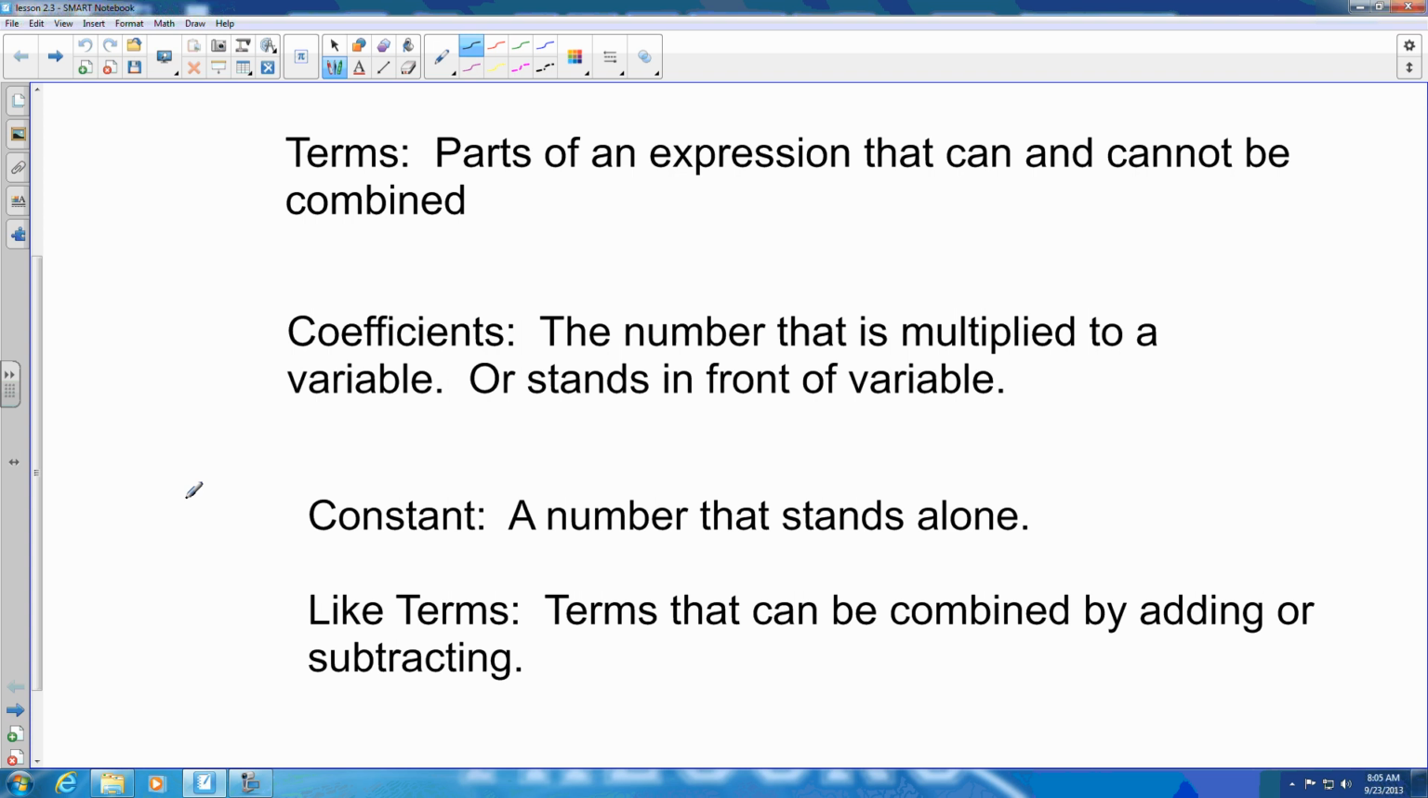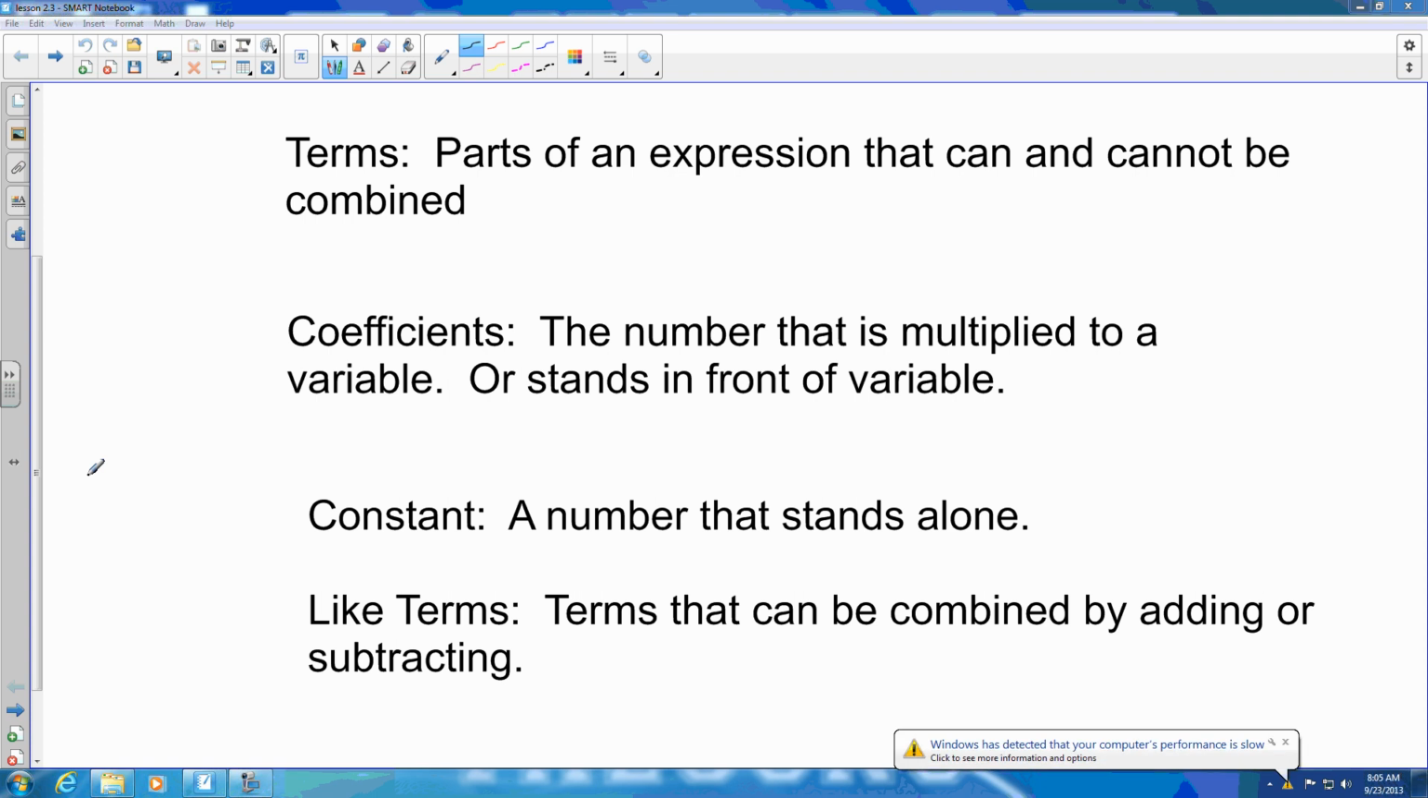This is vocabulary that I will use throughout the course of this class, and while we are trying to speak the language, so to speak, through the definitions, we can then get a better understanding of solving the math problems. So, first vocabulary word is terms. Terms in mathematics are parts of an expression that can and cannot be combined.